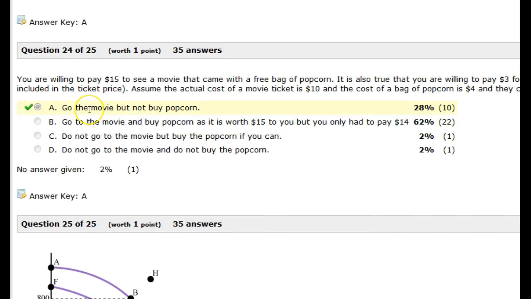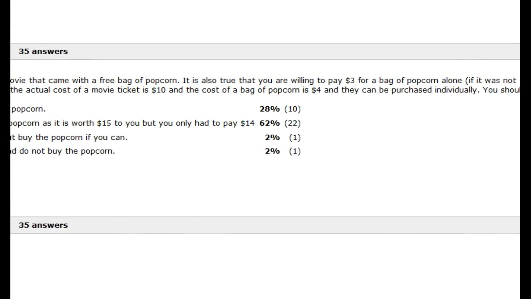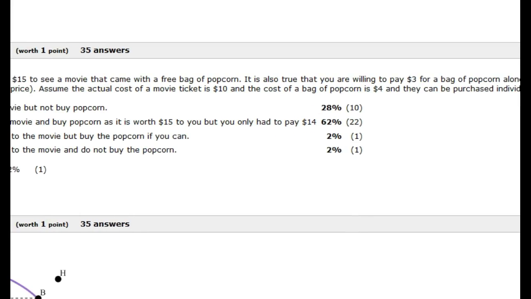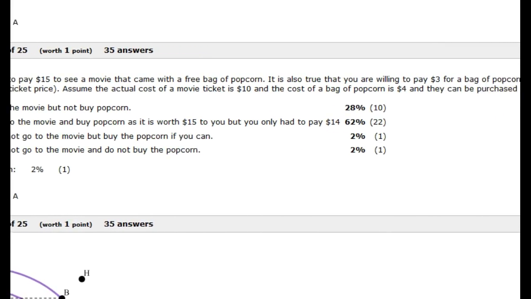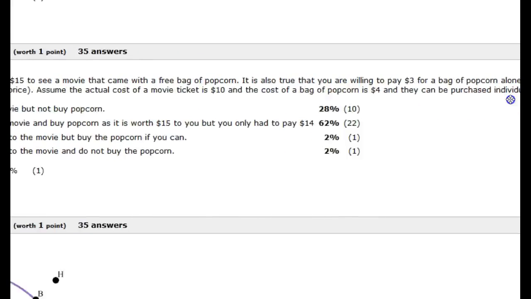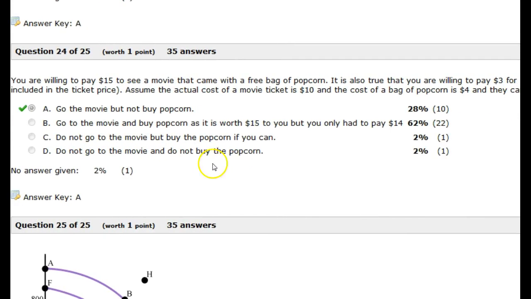This one got you. You're willing to pay $15 to see a movie that comes with a free bag of popcorn. It's also true that you're willing to pay $3 for a bag of popcorn alone. Assume the actual cost of the movie is $10 and the popcorn's $4. What should you do? The correct answer was go to the movie but not buy popcorn. Why is that the correct answer?